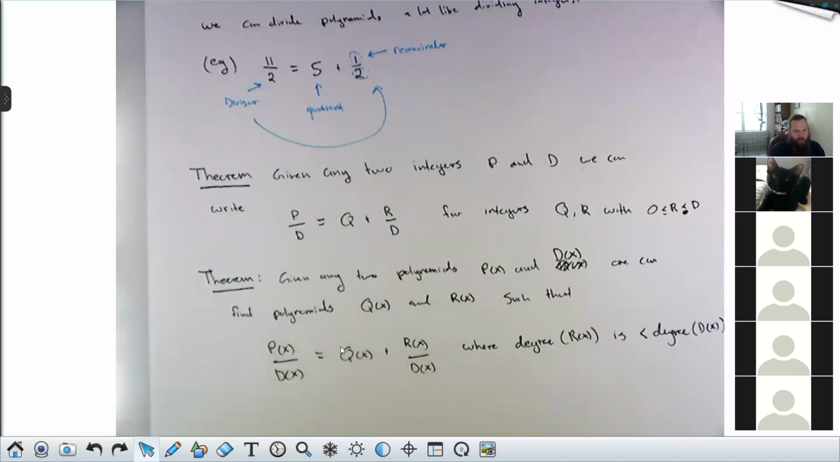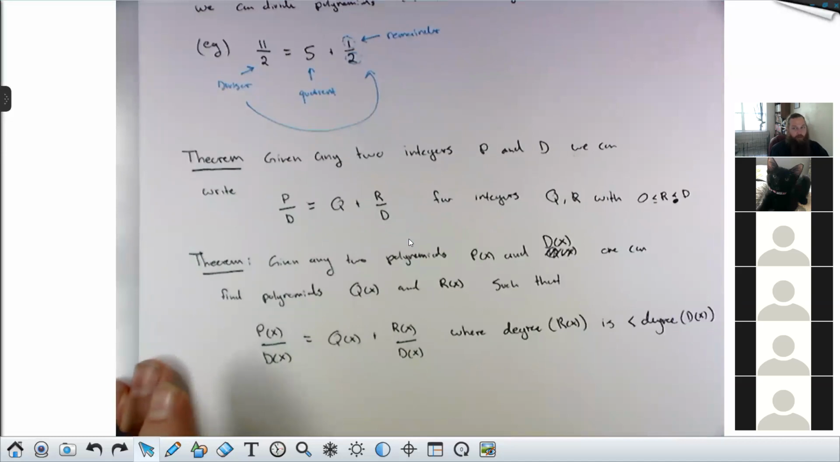The fact that you can do this with polynomials the same as you can do this for integers is literally the statement that the ring of all polynomials is what's called a Euclidean domain. It is a ring where you can do division in the normal way. Now, this doesn't really help you do the division, though. It just tells you the division can be done. So how do you do the division? How do you divide two polynomials?